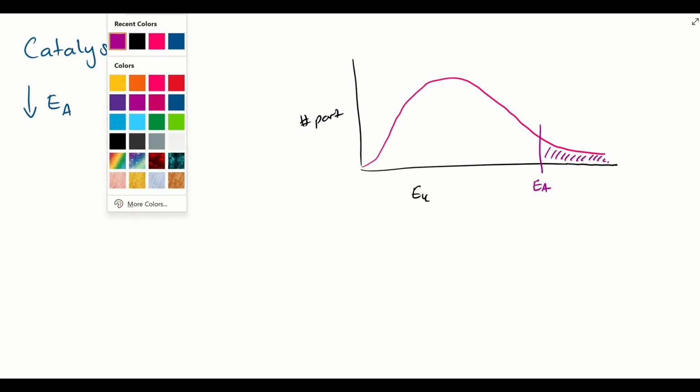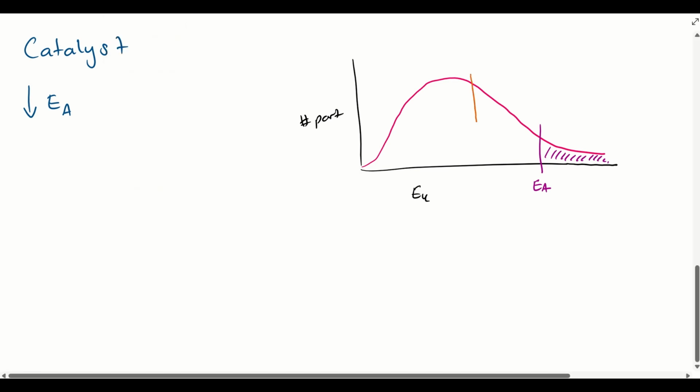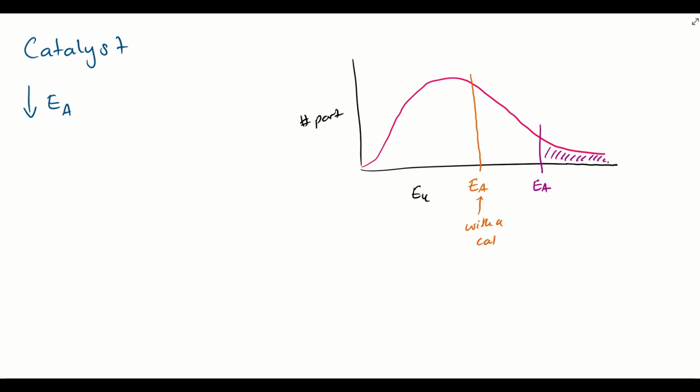And we have all of these particles here that have sufficient kinetic energy to overcome the activation energy. However, what happens if we add a catalyst? We lower the activation energy. So the activation energy comes back to here somewhere. So this is the activation energy with a catalyst. So we now have all of these particles as well with kinetic energy able to overcome the activation energy.